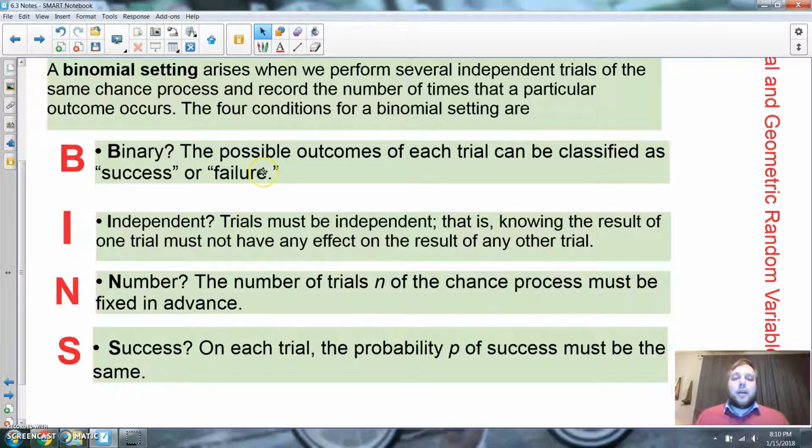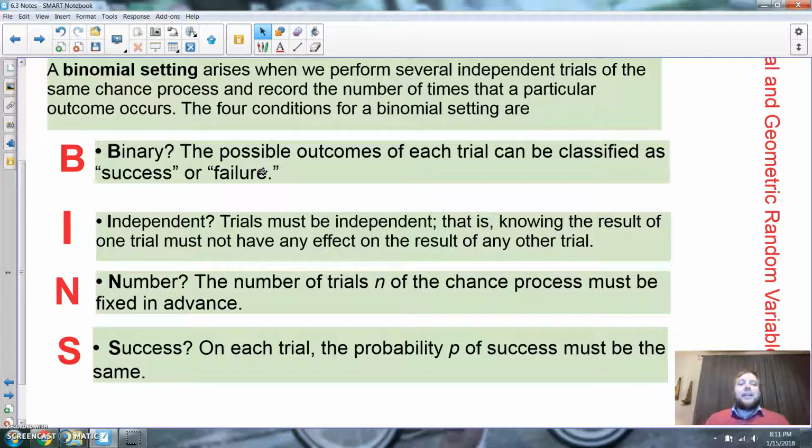It's binary. That means you have two outcomes. You can either have a success or you can have a failure. Flipping a coin, you can either have heads or you can have tails. Another example is gender, male or female. You can only have two outcomes: hit or miss. So that's what binary means. When we get into a binomial distribution, bi means two, so there have to be two outcomes total.